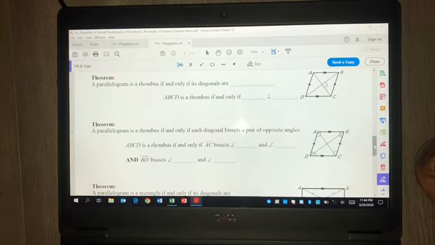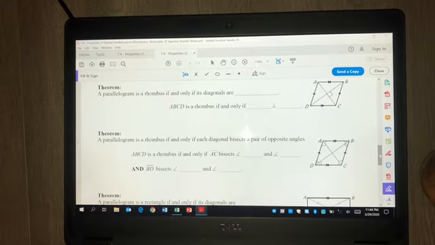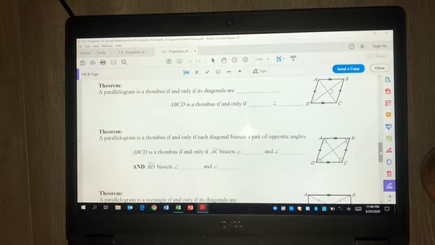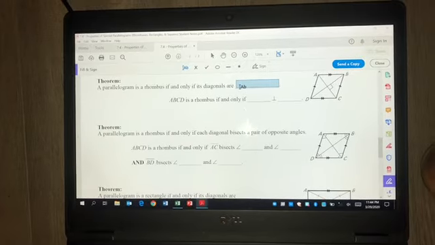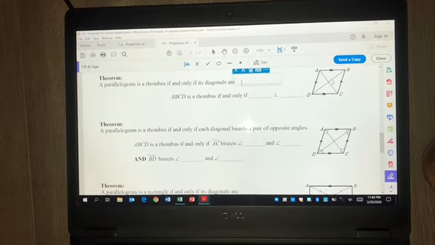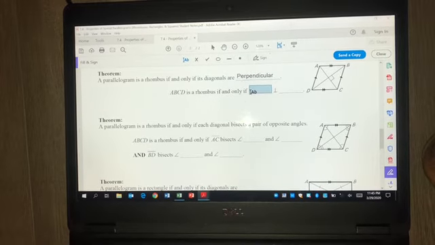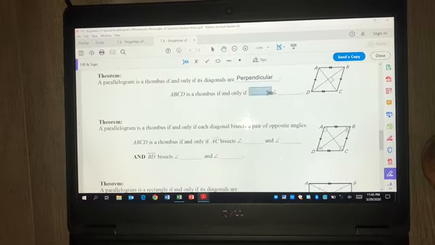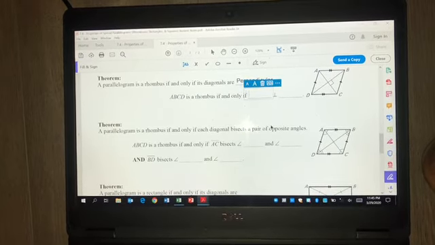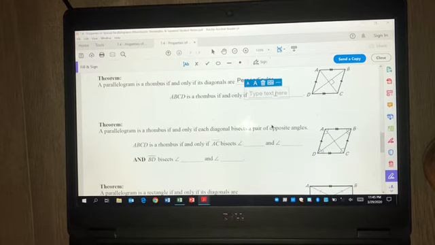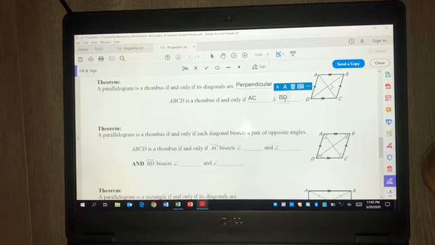Now we have some theorems about these special quadrilaterals that deal with their diagonals. A parallelogram is a rhombus if and only if its diagonals are perpendicular. And in the picture we have here, we can see that ABCD is a rhombus if and only if AC is perpendicular to BD.